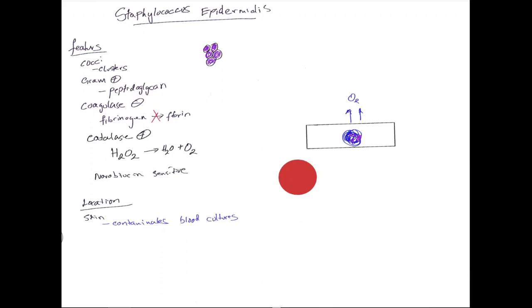All right. Next up, pathogenesis. Now, Staph epi has a polysaccharide capsule. Right, and this helps in adherence.